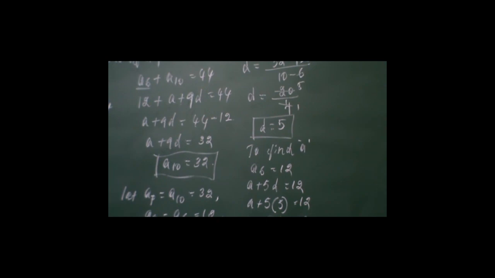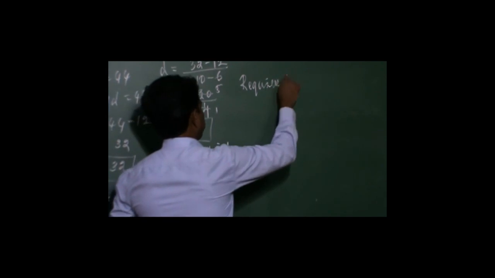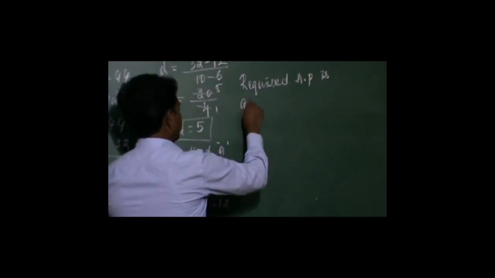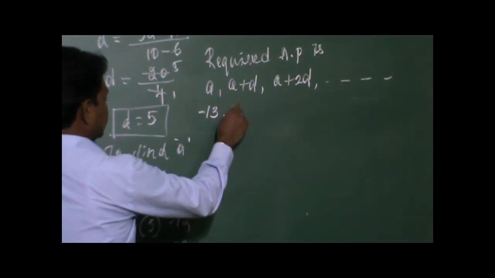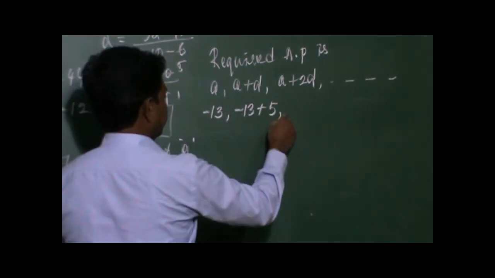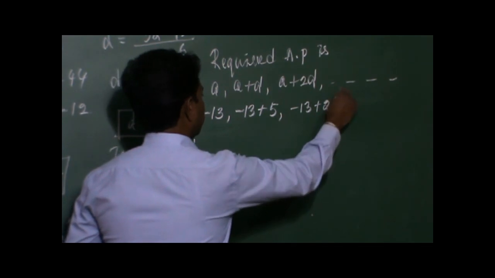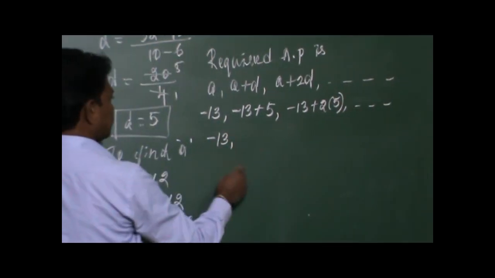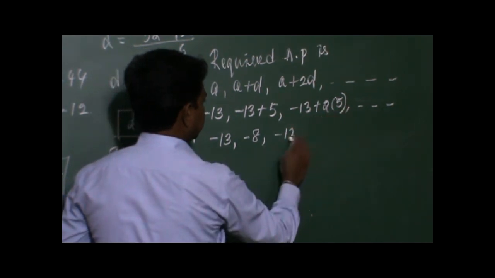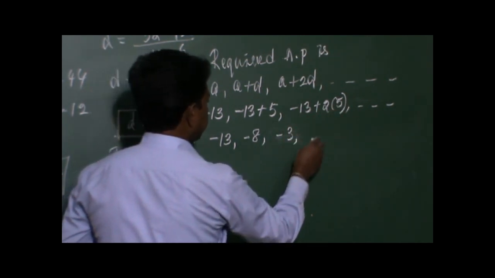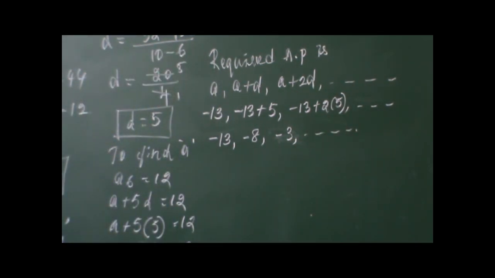Now we are in a position to write the required AP with A as the first term and D as the common difference. The required AP is A, A plus D, A plus 2D, which are the first three terms he has asked you to find. A is minus 13, A plus D is minus 13 plus 5, which is minus 8, and A plus 2D is minus 13 plus 2 into 5, which is minus 13 plus 10, that is minus 3. So these are the first three terms of the AP.